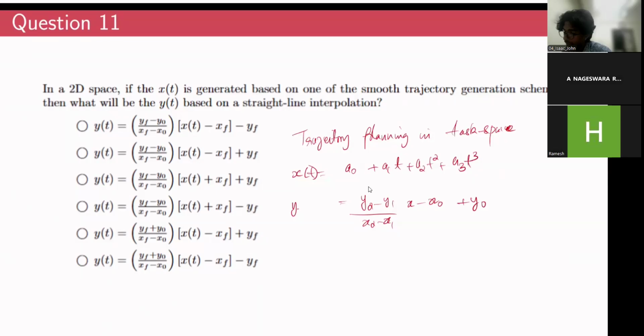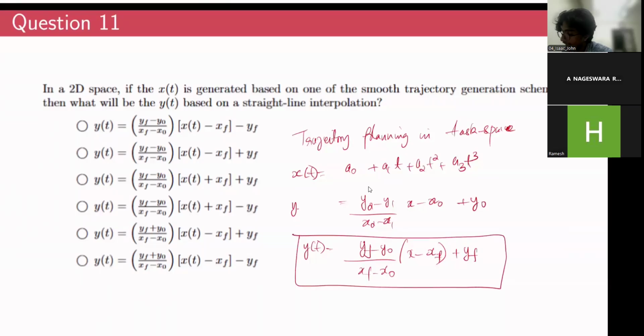Yeah. So instead of 2 and 1, I can actually replace it with initial and final terms. So y of t would look something like (yf minus y0) by (xf minus x0) multiplied by (x minus xf or x0). Either case, it's still rather valid. Plus, instead of y0, I took it as yf.